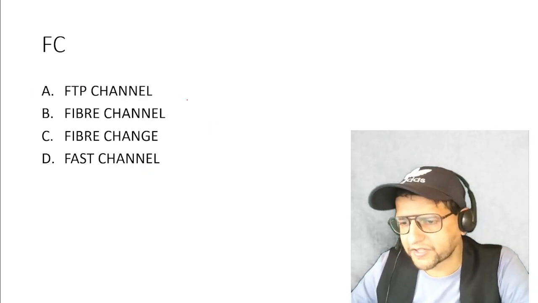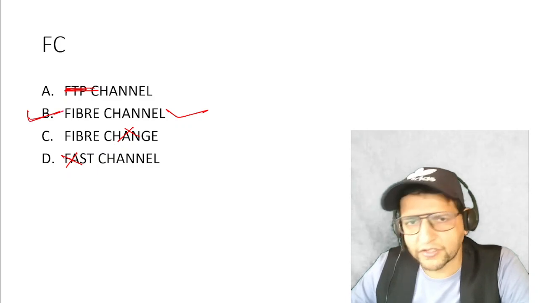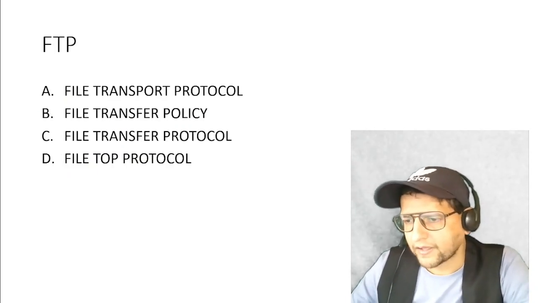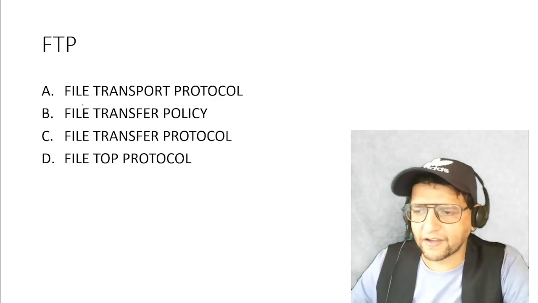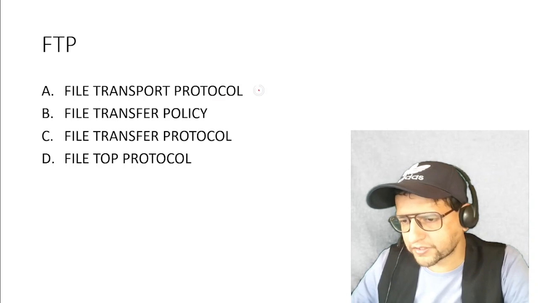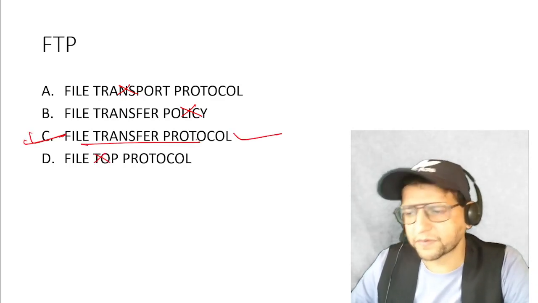FC is your fiber channel. It is not FTP channel, it is your fiber channel. It is not change, it is not fast. So B is the right one. It is your fiber channel you use in SAN, right? SAN, NAS. FTP is your file transfer protocol. It is not transport, it is not policy, it is file transfer protocol.